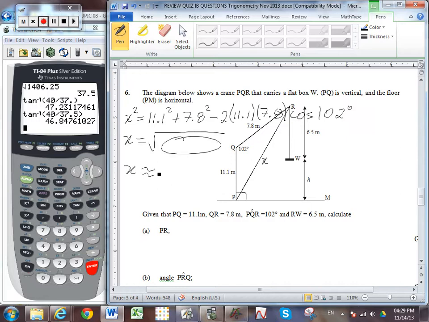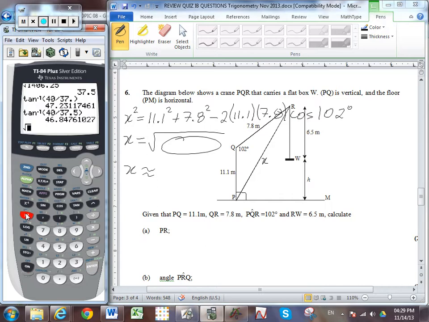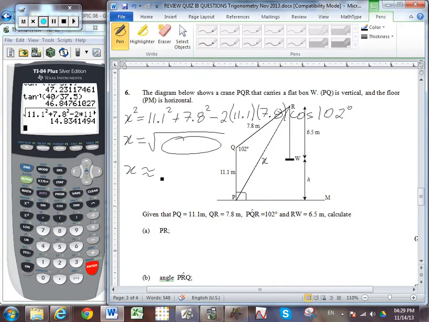And so that's going to be approximately, let's figure it out, the square root of 11.1 squared plus 7.8 squared minus 2 times 11.1 times 7.8 times the cosine of 102 degrees. 14.83. Does it say to how many decimal places? No, so I guess I should give it to at least 3 decimal places. 14.8, or if you want to be a little bit more precise, 14.83 meters. There you go. And we now need to find angle PRQ. That's this angle right here.